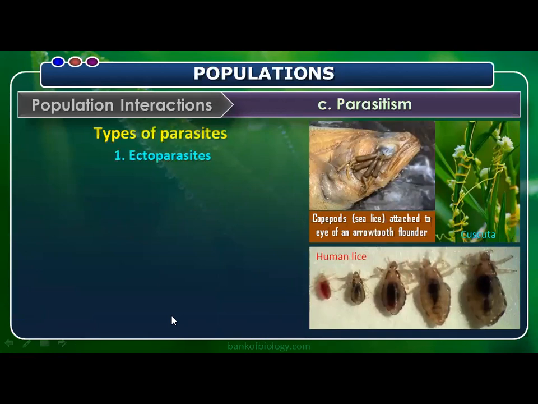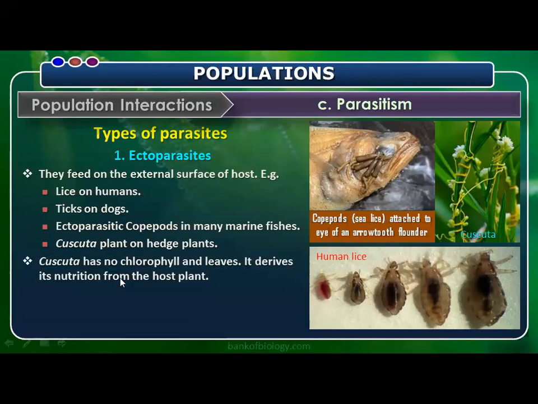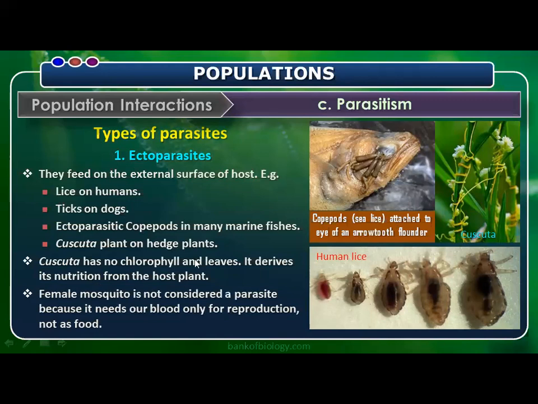So, types of parasites. Parasites that live outside the body we call ectoparasites. We have examples: lice on humans, ticks on dogs, and ectoparasitic copepods on marine fishes. Cuscuta plant and hedge plants: Cuscuta is the parasite here. You can see the Cuscuta and hedge in the diagram on the screen. Cuscuta has no chlorophyll and no leaves. It derives nutrition from the host plant itself. They don't do any photosynthesis.